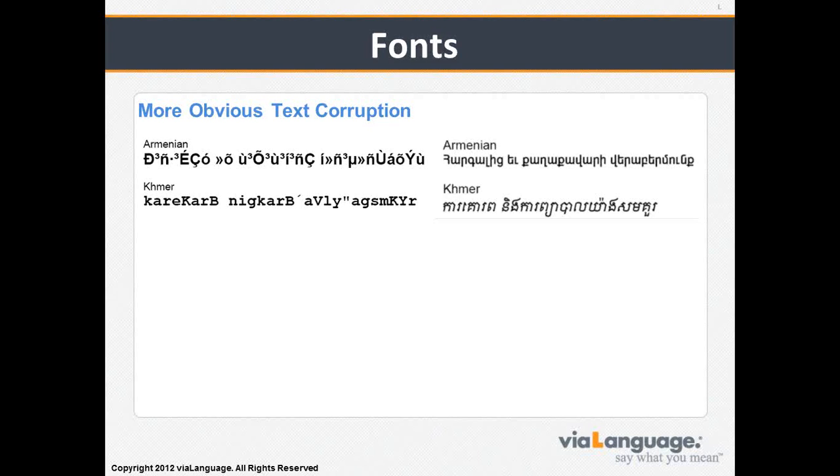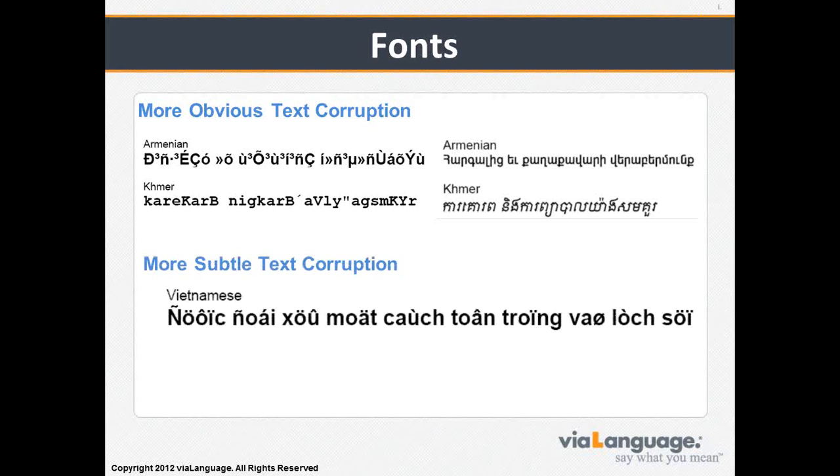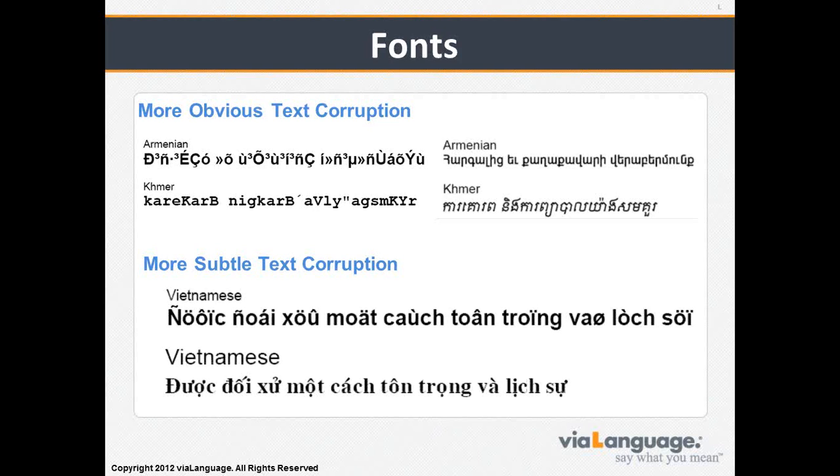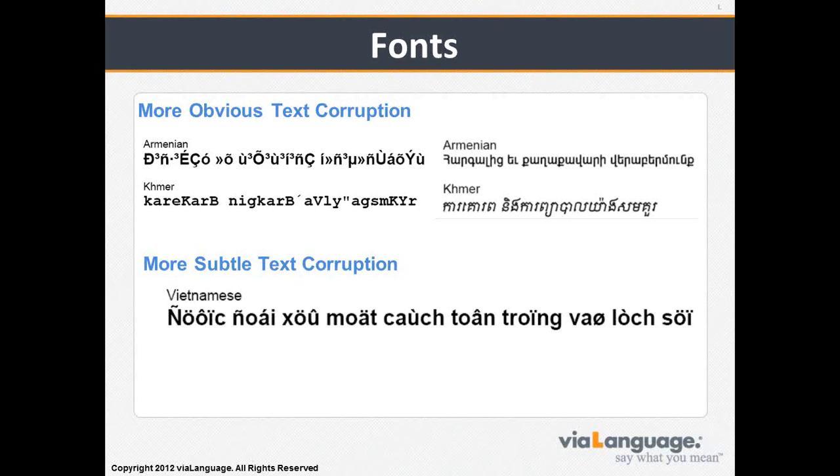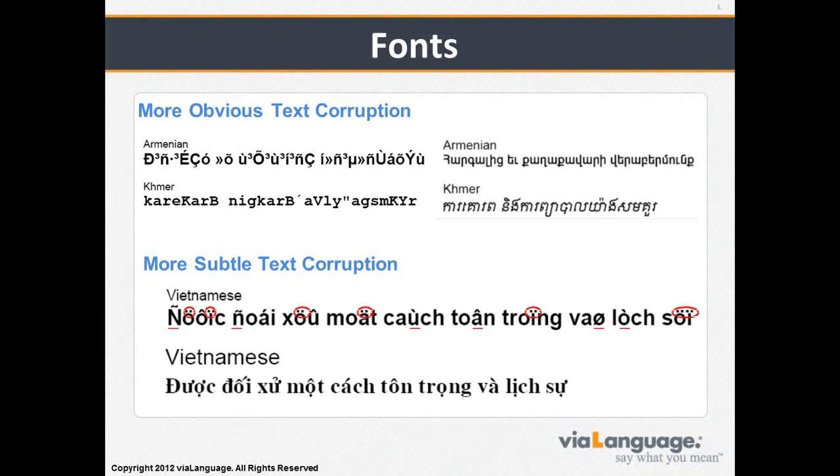But also you want to work with a vendor that has visibility in native speakers that can identify more subtle text corruption. We'll look at this example here on the bottom. The top sentence is Vietnamese. To the non-Vietnamese speaker, it may look like it's correct. However, the bottom line is actually the correct line using the correct font. If you'll notice here, we'll highlight the subtle changes that only a native speaker or professional translation vendor should pick up on.